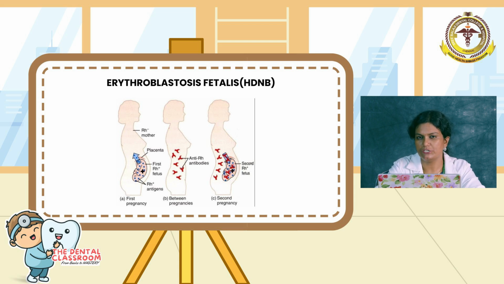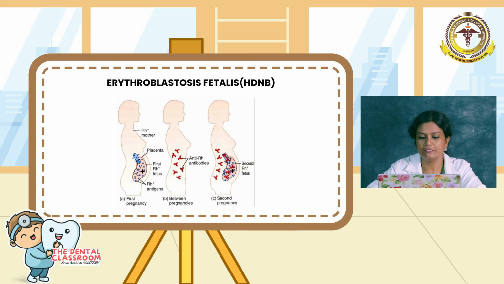The RH antigens that cross the placenta reach the mother and trigger the production of RH antibodies. This could trigger antigen-antibody interaction and clumping of RBCs in the fetal blood. It could even lead to the death of the fetus. So, RH incompatibility leading to jaundice is called erythroblastosis fetalis.